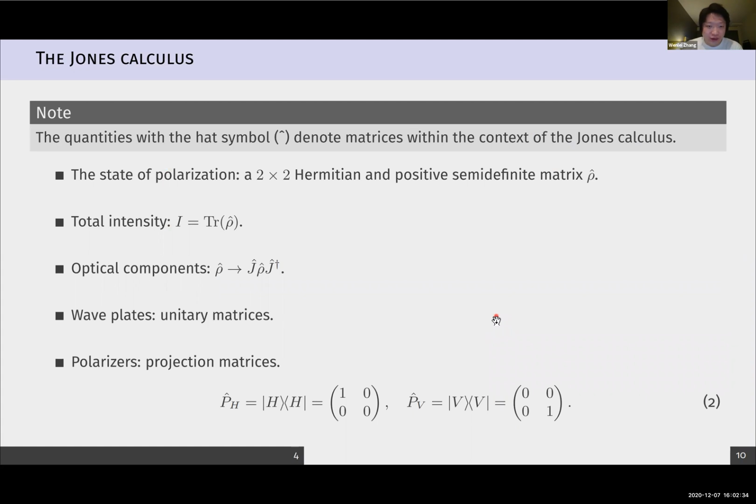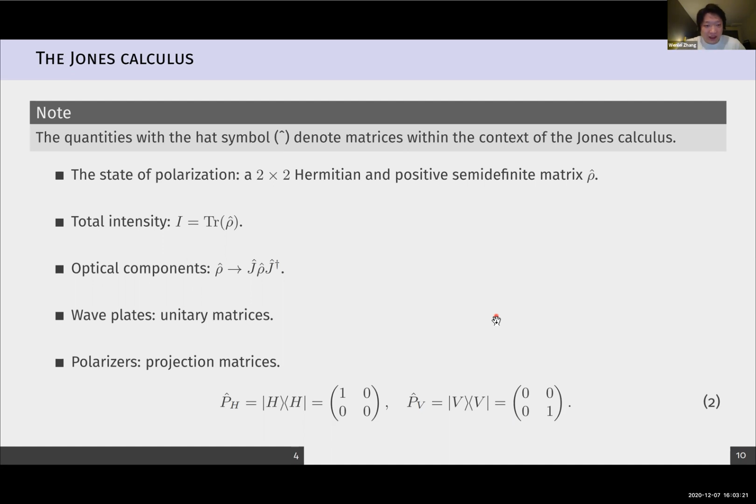Before I show you our experimental setup, I would like to describe the mathematical framework that we used to describe it. We choose to use the Jones calculus to describe the polarization. There are several different mathematical tools that you can use to describe polarization, but this is the one that we are using. Before I start, I want to note that the quantities with the hash symbol denote matrices within the context of Jones calculus, not quantum mechanical operators. So this description is completely classical.